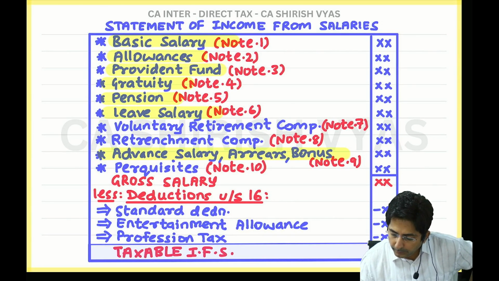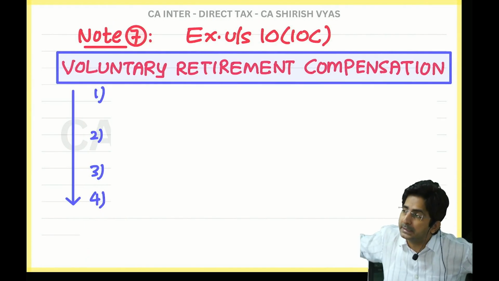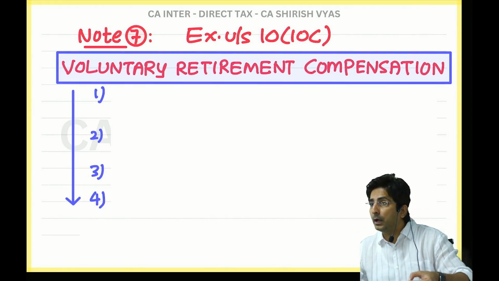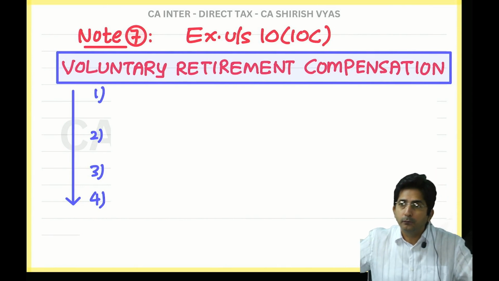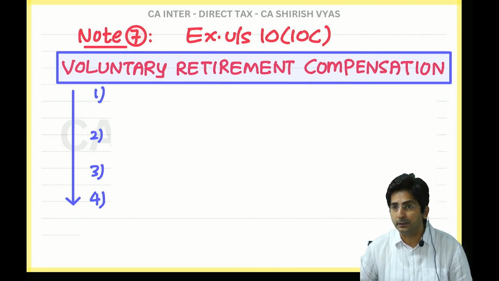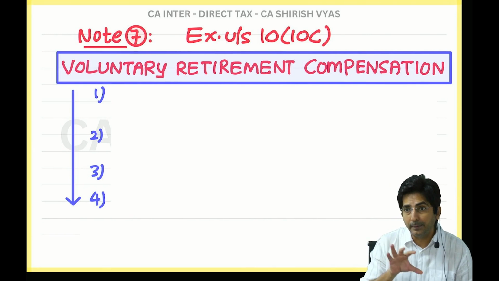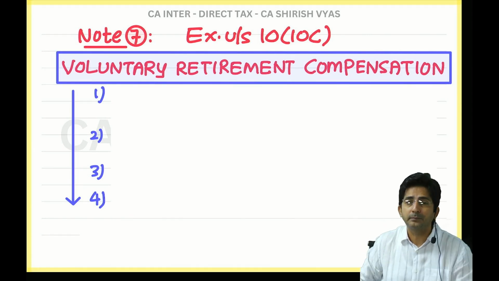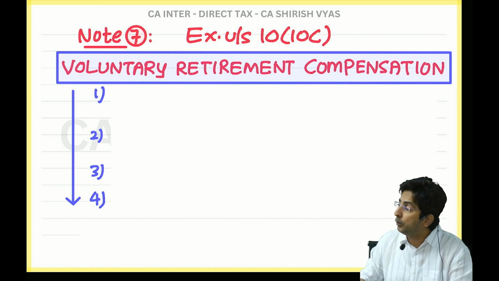But it will not be fully exempt. Notice section 10(10C): here again there is a formula, 1, 2, 3, 4, whichever is less. But did you notice one thing here? There is nothing like government employees or private employees. For all the employees the rule is the same. Even for government employees it will be like this.